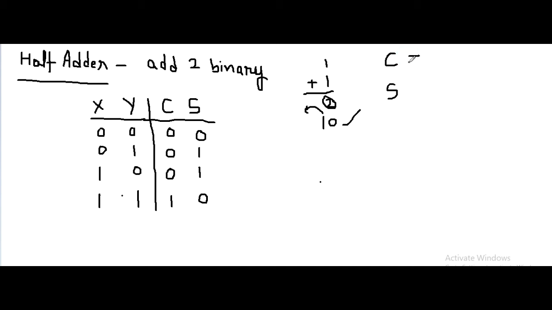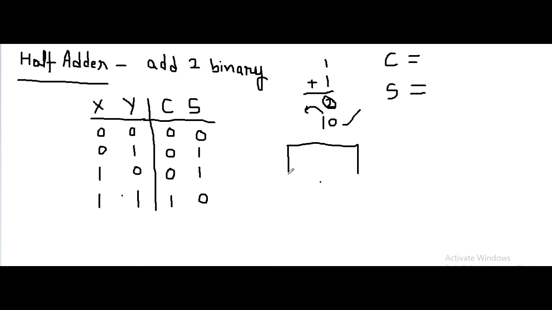To find out the Boolean function for these two outputs, carry and sum, we need to draw the K map for C and S individually. So for C, firstly I will draw for C.